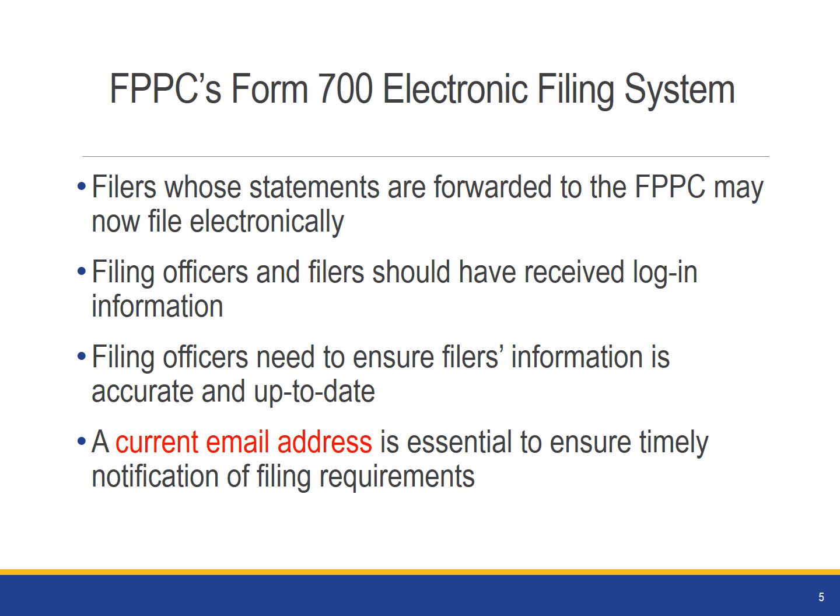Note that if your agency has its own internal electronic filing system, all of your filers will continue to file through your system instead of the FPPC system for the 2017 filing season. All agencies have the option of adopting an electronic filing system for filers whose statements are retained by their agency. For more information about getting your own electronic filing system, go to the Guidance for Filing Officers page on our website under the Learn tab.